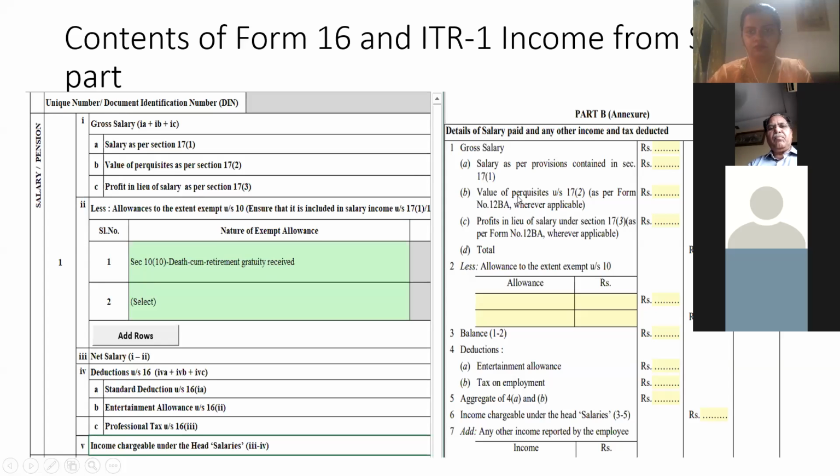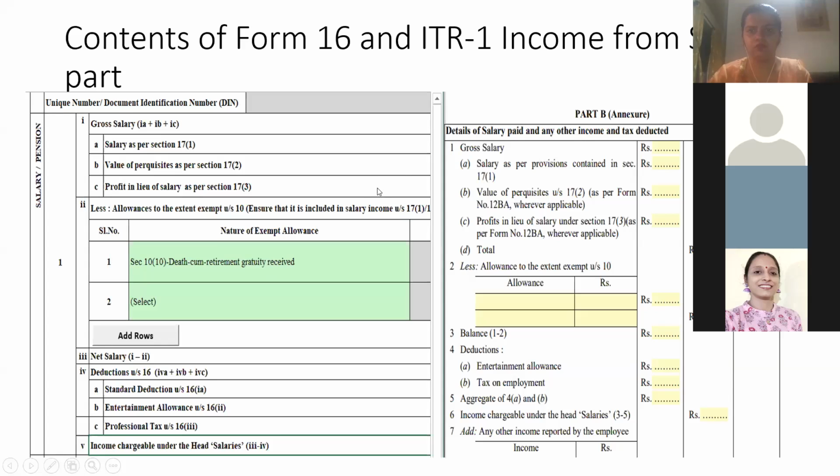Then it is value of perquisites. Here also it is value of perquisites. After that, profit in lieu of salary, profit in lieu of salary. Then here there is allowances. Here also there is allowances. Then deductions under section 16. Here also there are deductions under section 16 after the allowances.